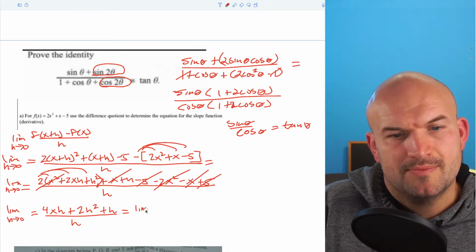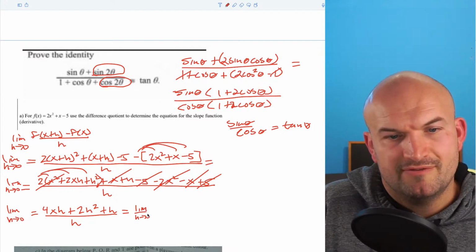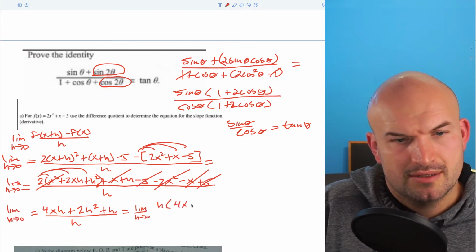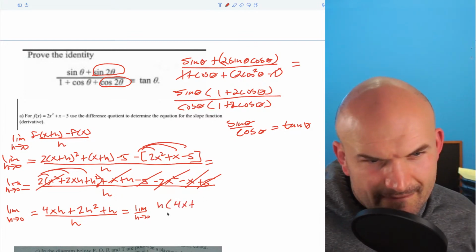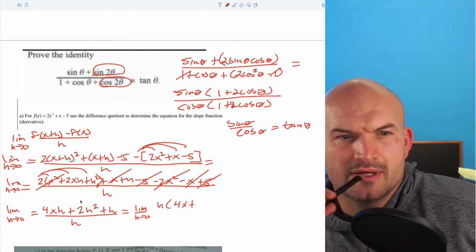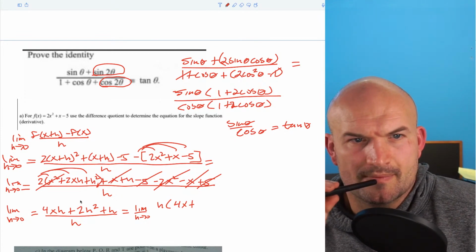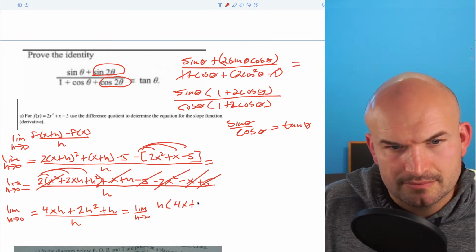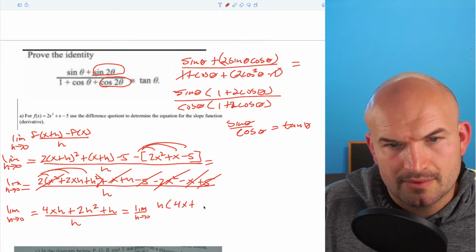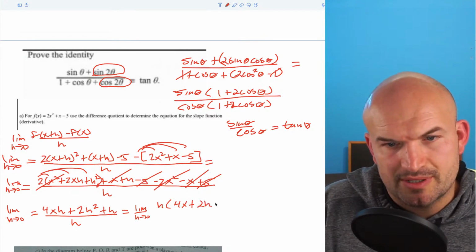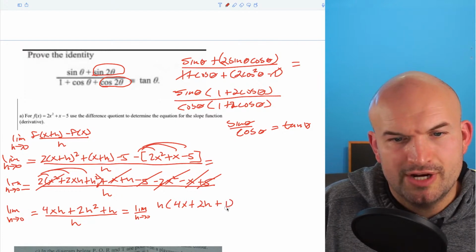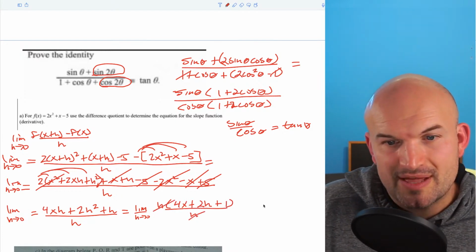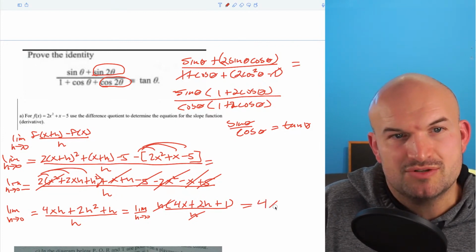Now I can factor out the h. So it's h times 4x plus 2h plus 1, all over h. Those get divided out. As I plug in 0, I'm left with 4x plus 1.